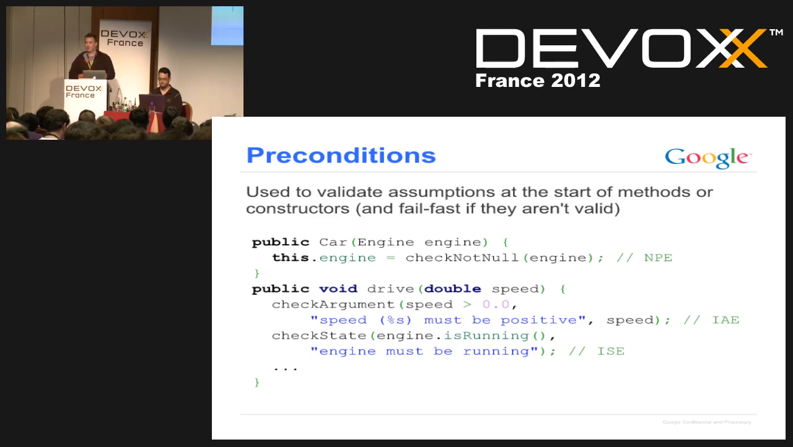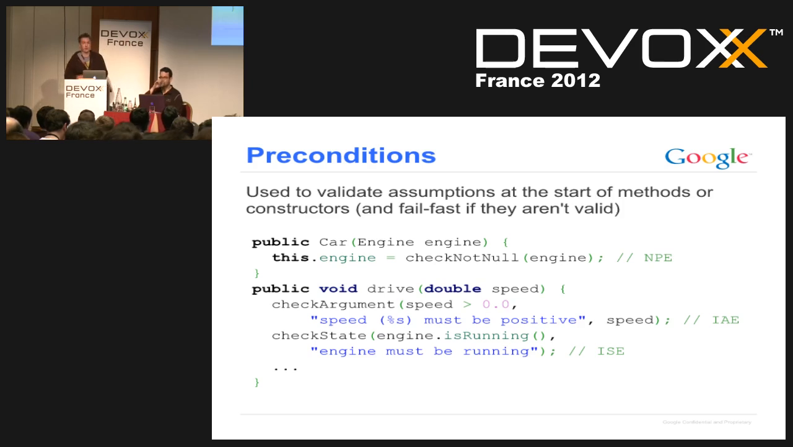This is really useful in constructors because typically if you didn't checkNotNull the incoming parameters in your constructor, later on you might try to call a method on the engine and you'll blow up then. So it's really better to fail fast in this situation. So here we checkNotNull the engine to make sure that the car does indeed have an engine and not a null reference. Later on we have a method called drive.